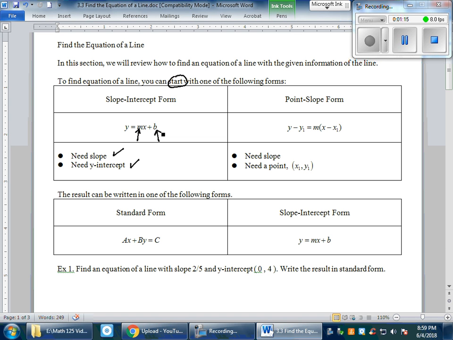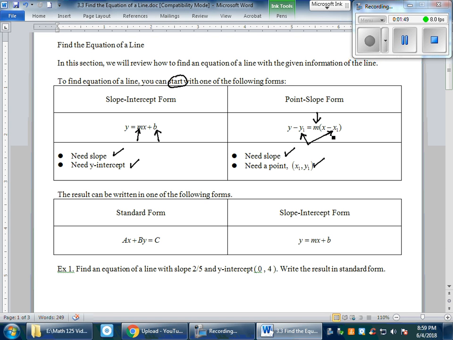Now, if I don't know the y-intercept, or if the question does not give you the y-intercept, the second choice will be better, which is the point-slope form. That means we need the slope. We can have any point that we want. So I can substitute the slope into m and the point into y sub 1 and x sub 1. So this is how we start writing the equation of the line.